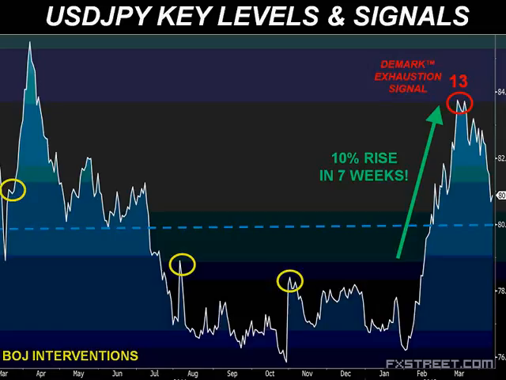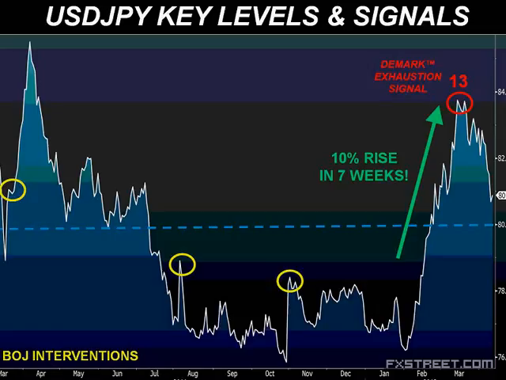But in the end, we did get the first stage of the move. But of course, the market rose too quickly, too soon. And so we had various overbought signals just as we were approaching the 84 mark in dollar yen. And then we had another DeMark exhaustion signal appear, that red 13 here that you can see on the chart.